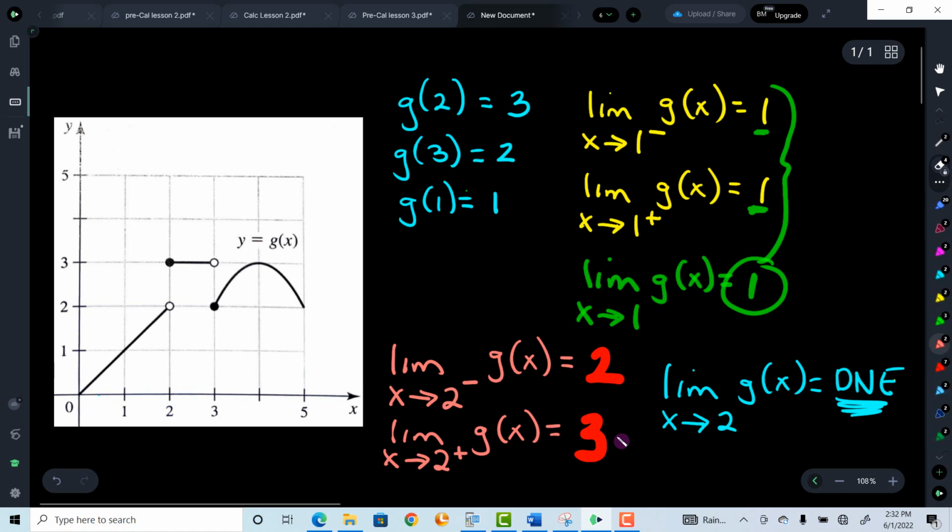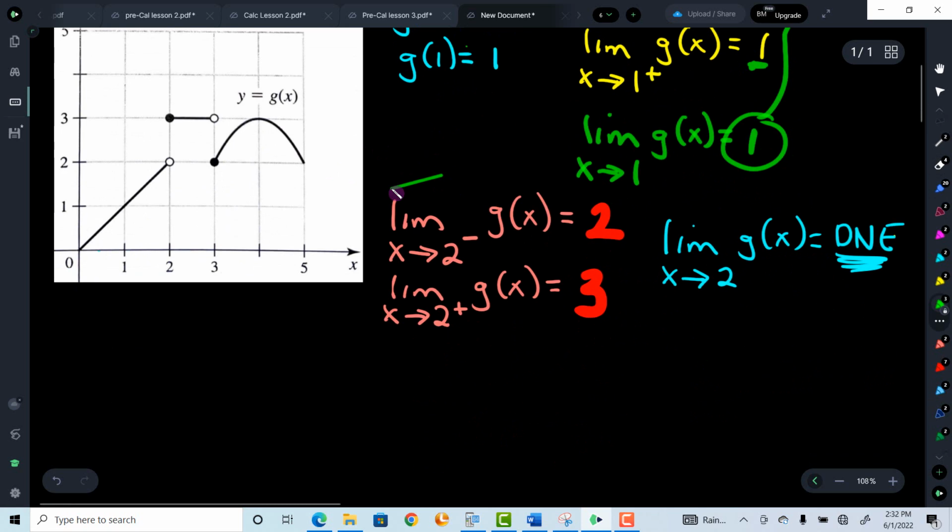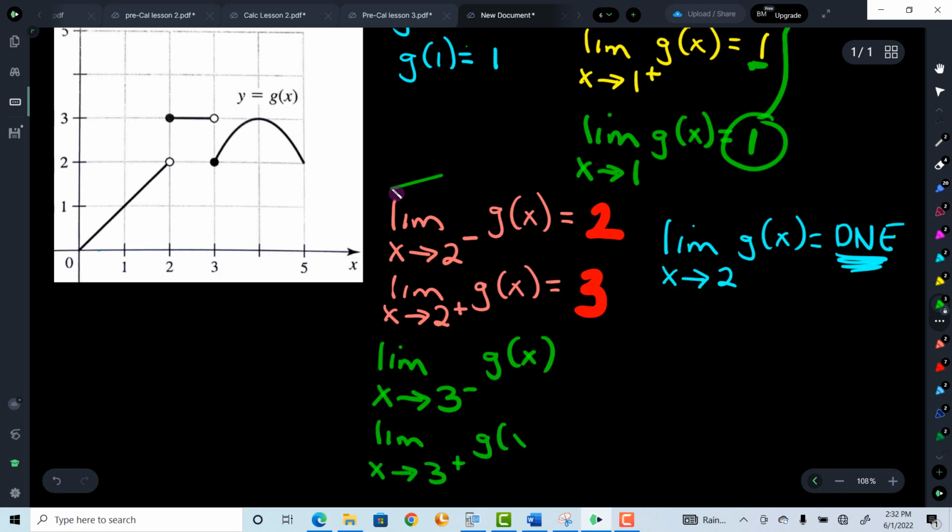Okay, so let's look at another one. Let's look at the limit as x approaches 3 from the left, and the limit as x approaches 3 from the right. And then tell me what the limit as x approaches 3 is. Okay, so go ahead and pause the video and try this by yourself.